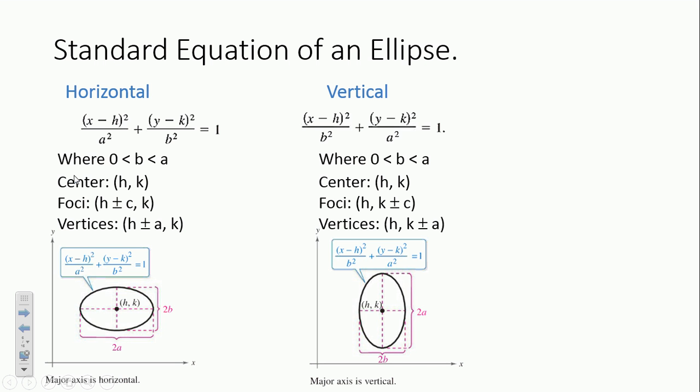Our foci for our horizontal ellipse will be (h plus or minus c, k). And our major vertices on a horizontal will be (h plus or minus a, k). On the vertical ellipse, same center, our foci will be (h, k plus or minus c). And our vertices will be (h, k plus or minus a).